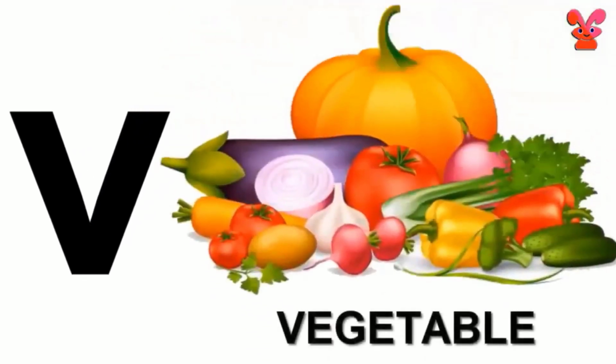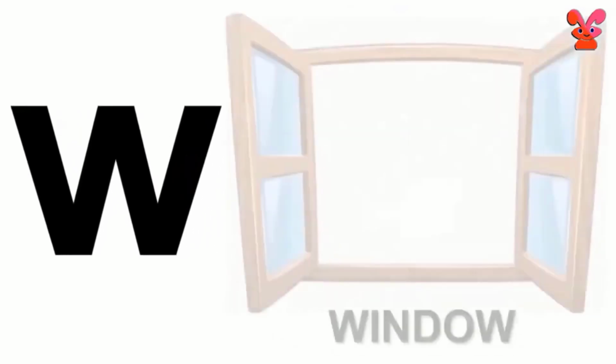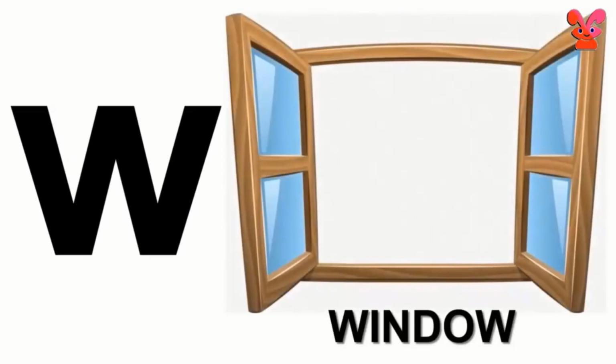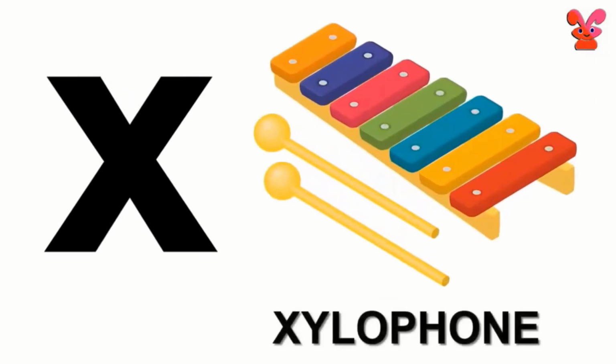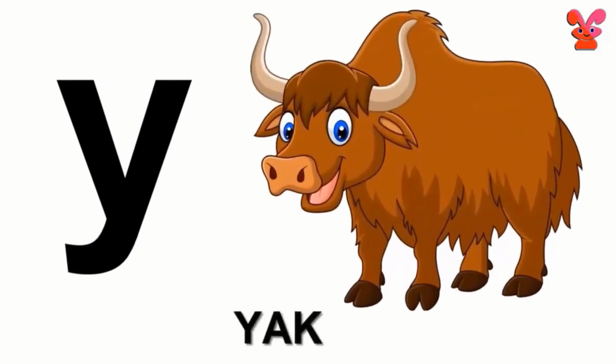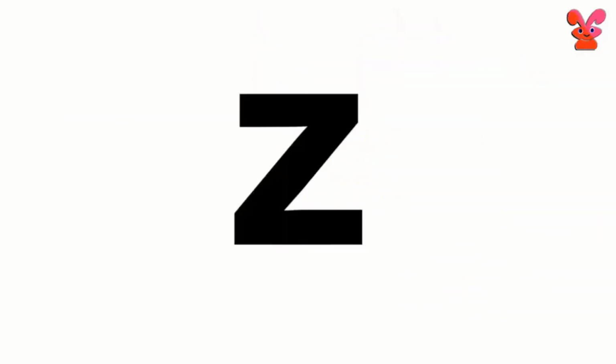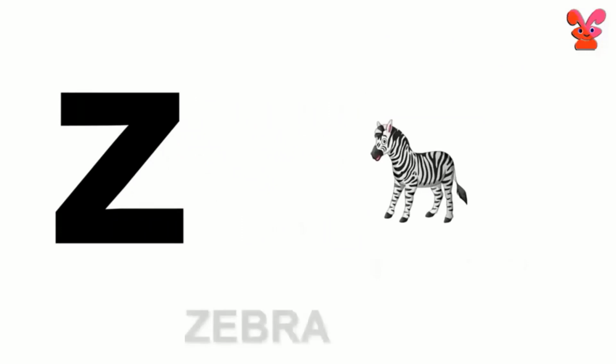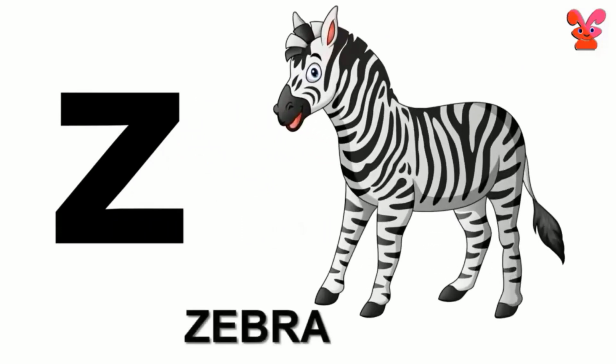V for vegetable. V-E-G-E-T-A-B-L-E. Vegetable. W for window. W-I-N-D-O-W. Window. X for xylophone. X-Y-L-O-P-H-O-N-E. Xylophone. Y for yak. Y-A-K. Yak. Z for zebra. Z-E-B-R-A. Zebra.